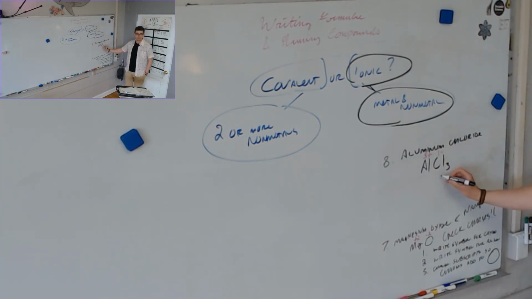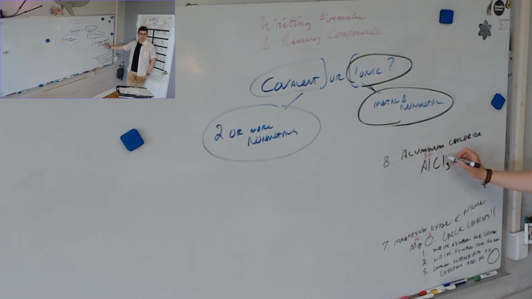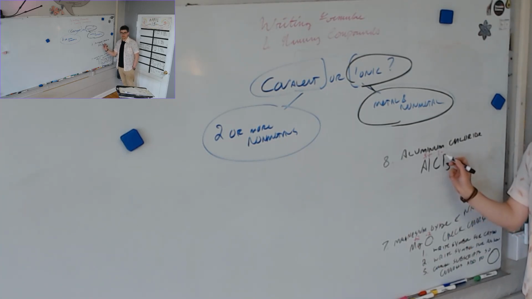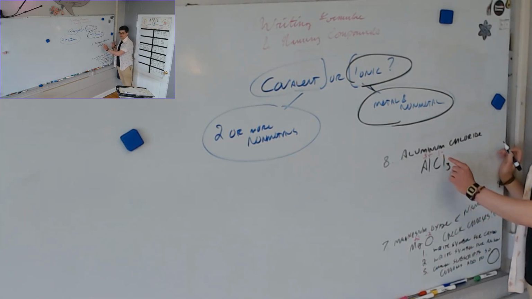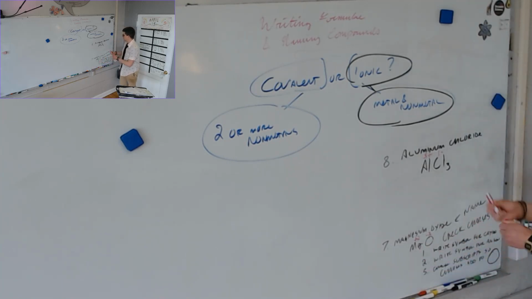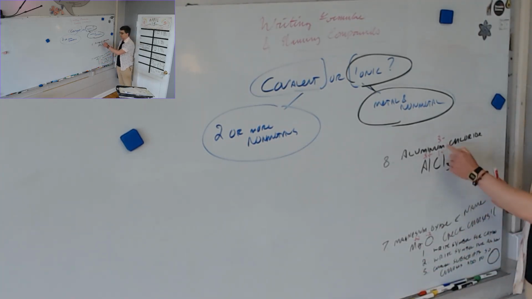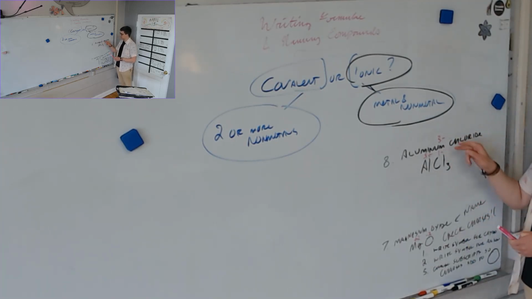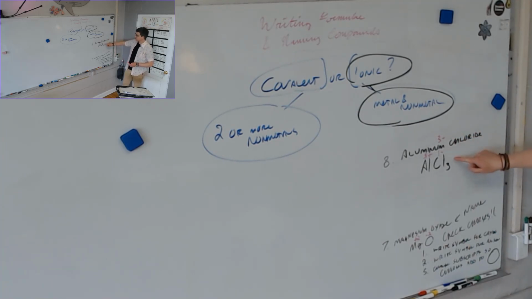3 chlorines, each with a -1 charge, has a 3 negative charge altogether. 3 freshmen, each wearing a gray shirt, means we now have 3 gray shirts, right? We multiply it. So we're multiplying the number of chlorines, which also multiplies the charge. 3 times -1 is 3 negative. Now do they add to 0? 3 plus and 3 minus, do those add to 0? Yes, so this is right.